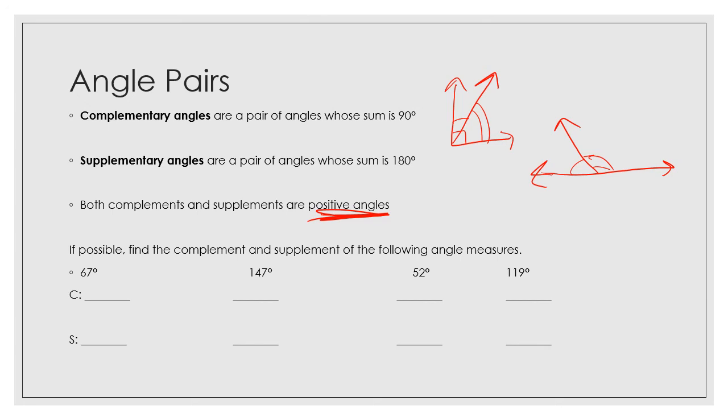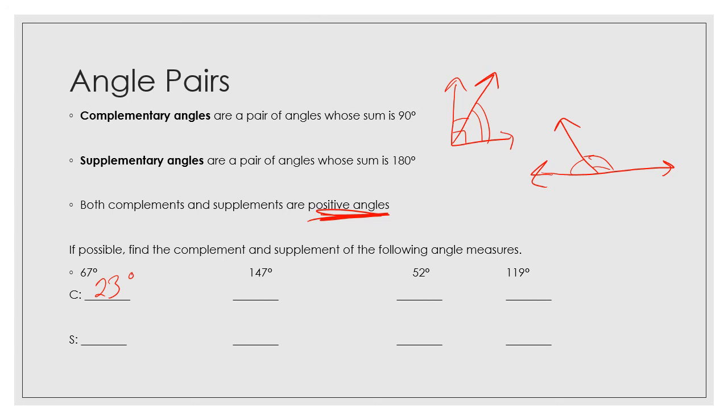The way that we know that is if I have an angle measure that's bigger than 90 degrees, then I cannot have a complement because I would have to subtract it, and it has to be a positive angle. So let's look at these examples. To find the complement of 67 degrees, I need to subtract 67 from 90. So 90 minus 67 is 23. That means the complement of the 67 degree angle is 23 degrees because they add up to 90.